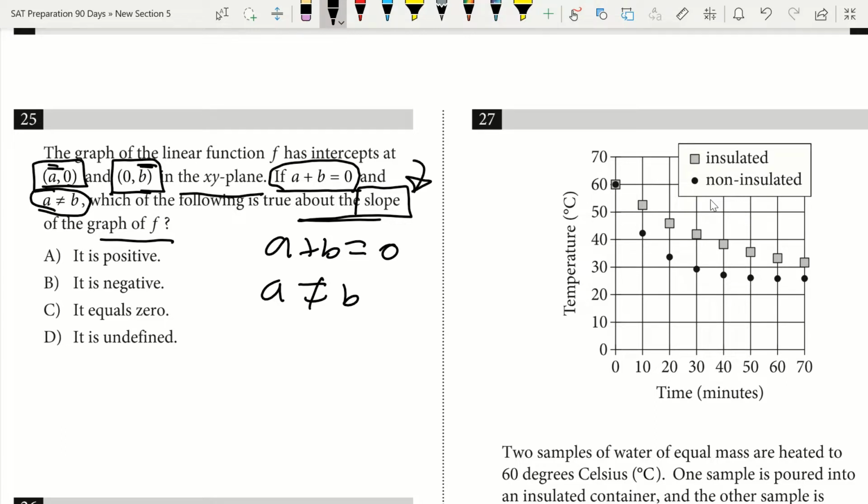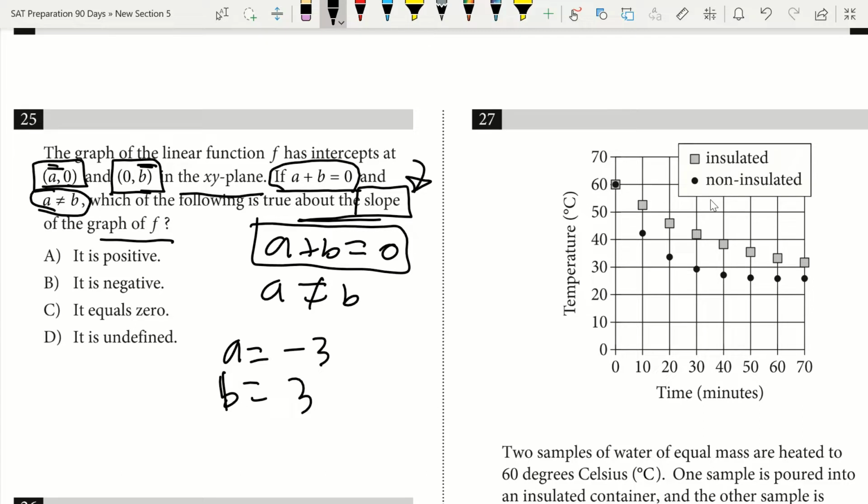So if a plus b is going to equal 0, what does that mean? Well, that means a is either a negative or positive number, but whatever it is, b is going to have to equal the same absolute value but the opposite sign. So let's say that a was negative 3, then b would have to be positive 3, because negative 3 plus positive 3 gives us 0. And that's what we're told right here in this if statement.